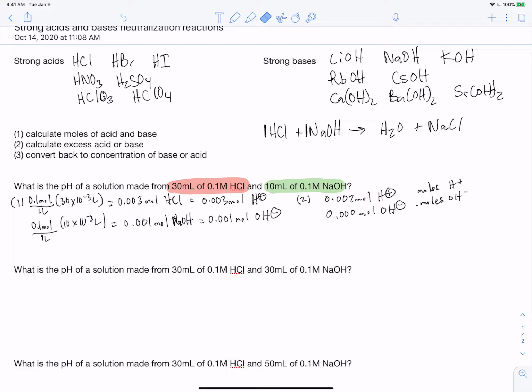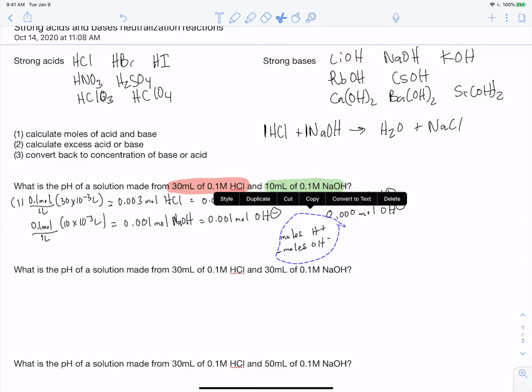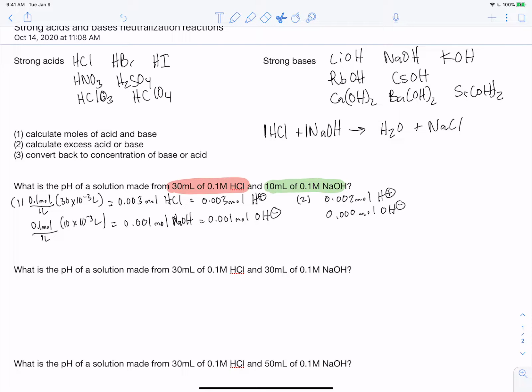But yeah, it's moles of H plus minus OH minus. So we have excess acid here. But in order to calculate this number, 0.002 moles, all I do is I take the larger number and subtract the smaller number here. And that gives me my final amount of H plus there.